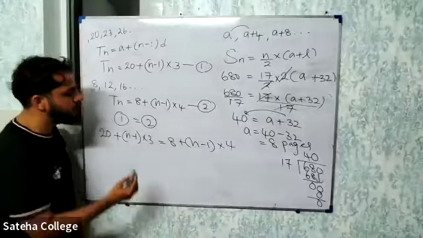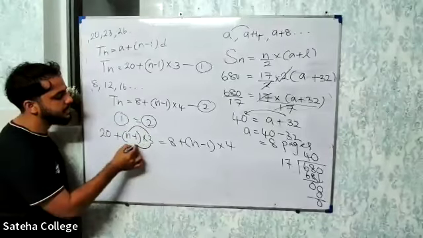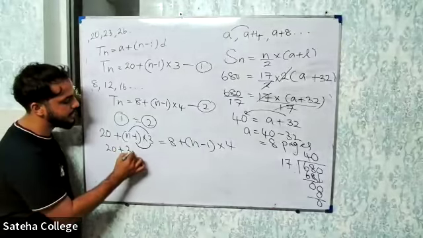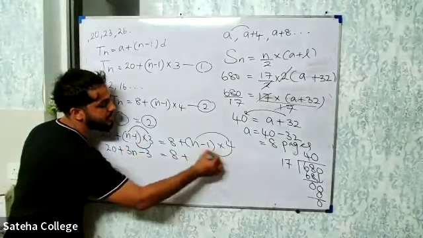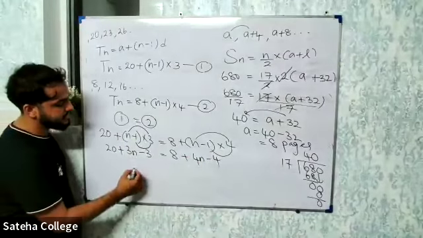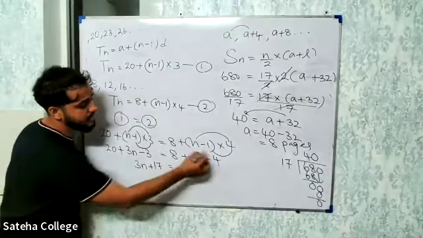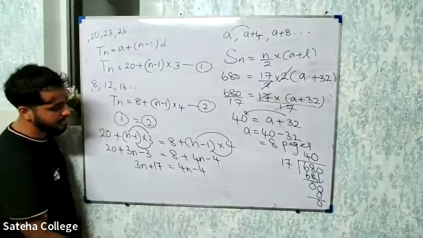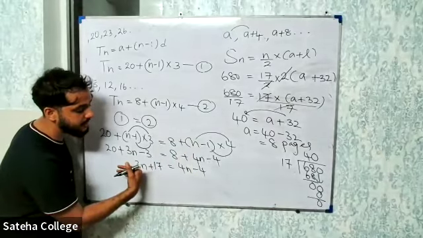Right. So now what we can do, simply solve this equation, find the value of n here. Multiply 3 and n here, 3 and minus 1. So 20 plus 3n, 3 into minus 1 is minus 3. 8 plus, open the bracket, 4n minus 4. Right? So 20 minus 3, that is 17. 3n plus 17 is equal to 8 minus 4, that is 4n minus 4. Right? Now what we can do, take all the n to one side, numbers to one side.